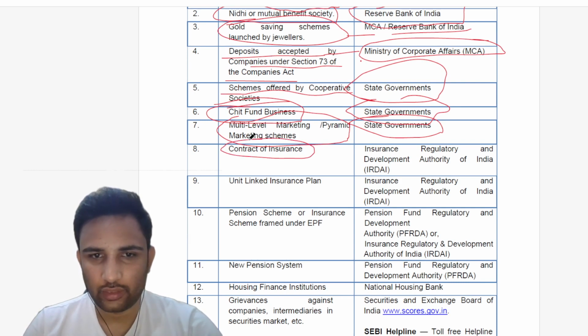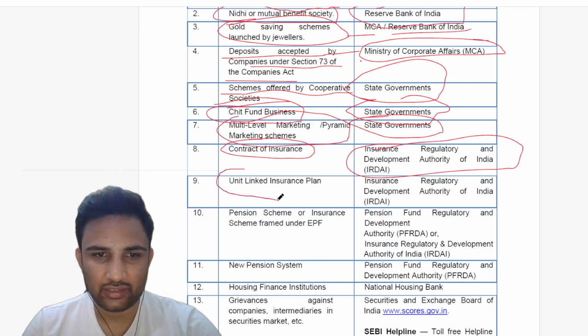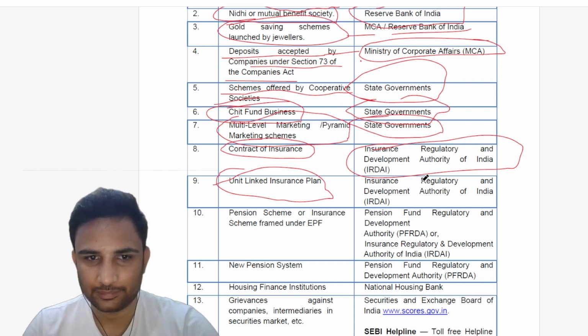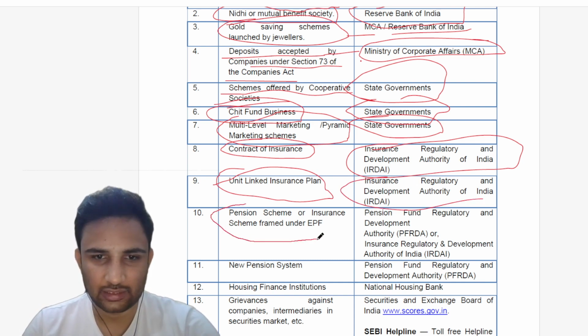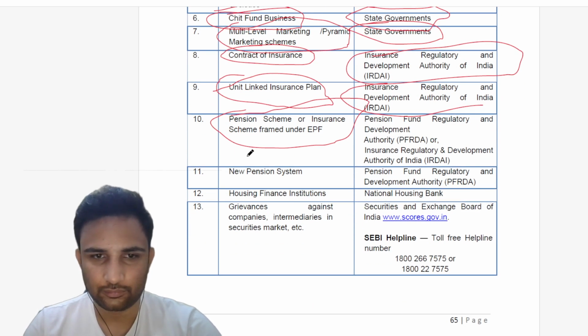If it is a contract of insurance, then the Insurance Regulatory and Development Authority of India, that is IRDAI, will take up the case. If it is a unit linked insurance plan, then also IRDAI will take up the case. If it is a pension scheme or insurance scheme framed under APF, then the PFRDA or the IRDA will take up the case. If it is a new pension system, then the PFRDA will take up the case.